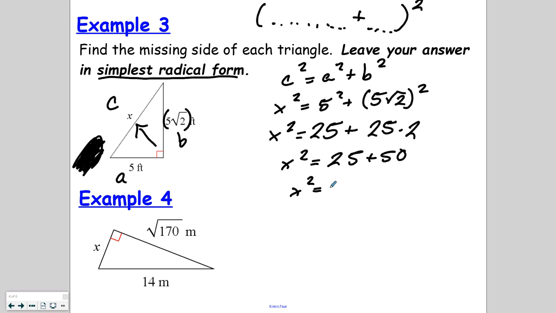Okay, 25 plus 50 is 75. And now, of course, we take the square root. It's just going to be the positive one. That would be the solution. But then it says leave your answer in simplest radical form. The square root of 75 is not in simplest radical form. What we've got to do is take out all of those perfect square factors of 75.